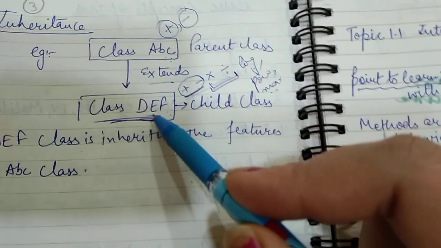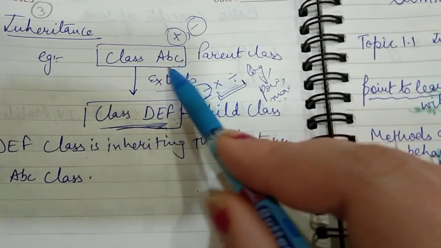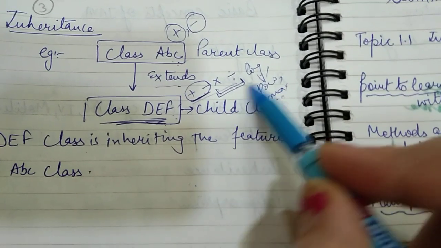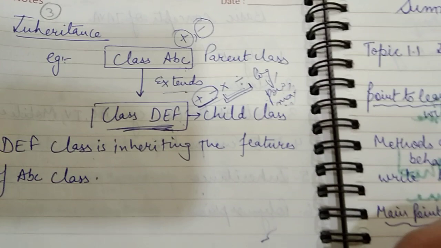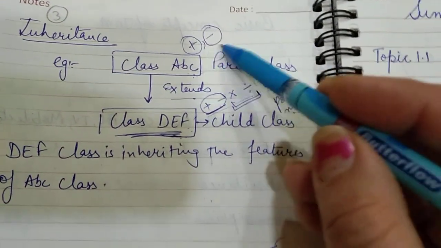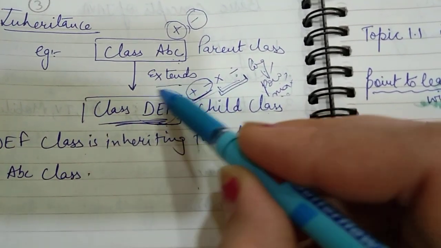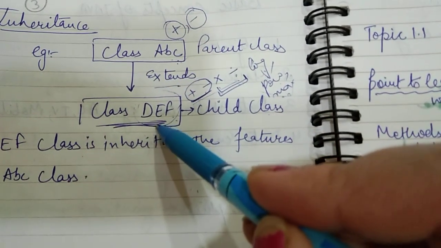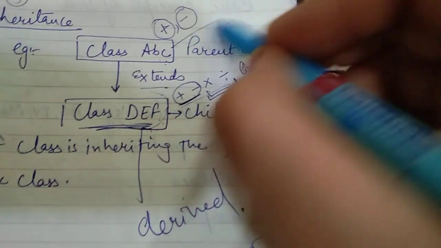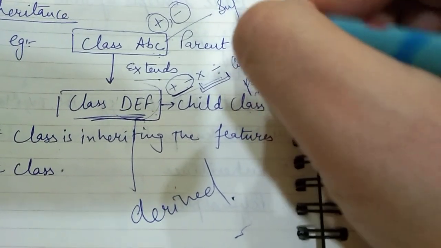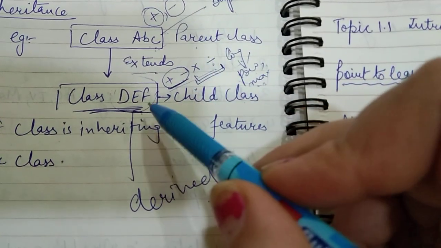We can just write the import command or the extend command, and we can use that methods directly, and for the new methods we have to type the coding. So it is a kind of time saving technique that already present methods we can use, and we can write our own method. So this class becomes the child class, or you can say derived class. So this is known as derived class, and this is known as parent class or super class. Okay, super class, derived class, parent class, child class.